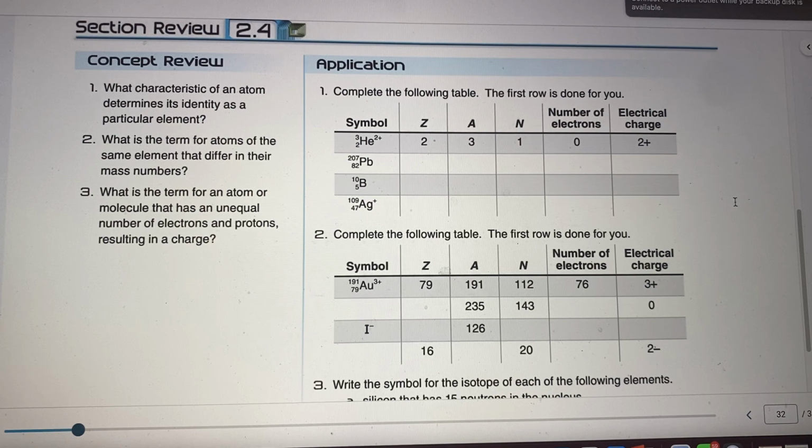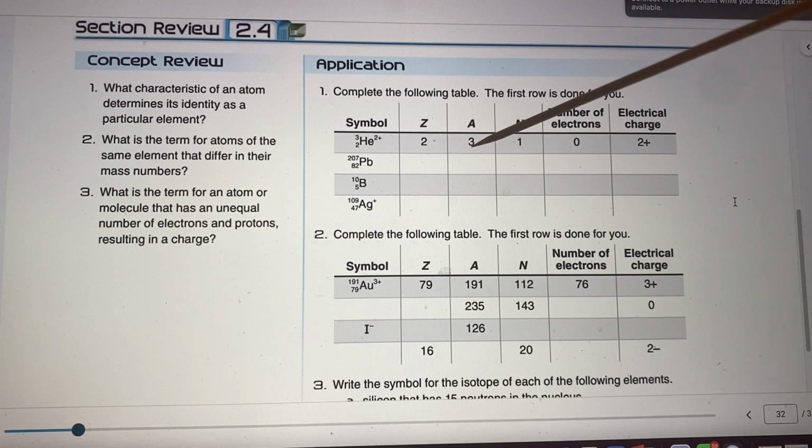Okay? So let's look really quickly at this table here, and we can do these pretty quickly. You could probably do them in your head. So here we have helium, and first we want the number Z, which is the number of protons. We see it is 2. Then we look at the mass number, which is A. That would be 3. 3 is the mass number.